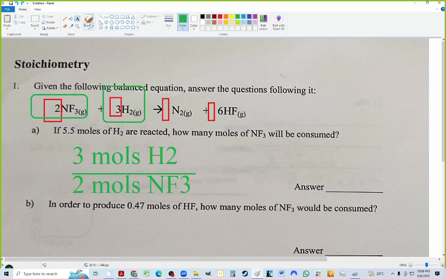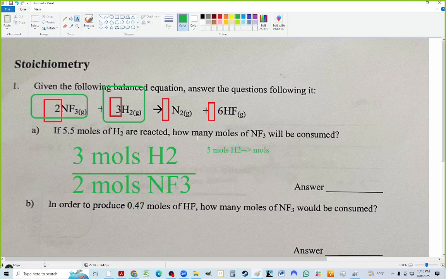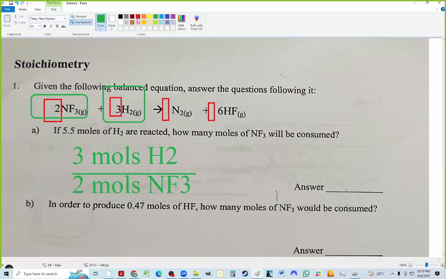So we can see that when there's 3 moles of H2, I'm going to get 2 moles of this. If there were 6 moles of H2, I'd get 4 moles of this. But 5.5 is weird, so we have to somehow get rid of the word moles of H2. And they want to know moles of NF3, right? Let's multiply 5.5 times 3. Careful. This is what I want to get to. We have this information here, 5.5 moles.